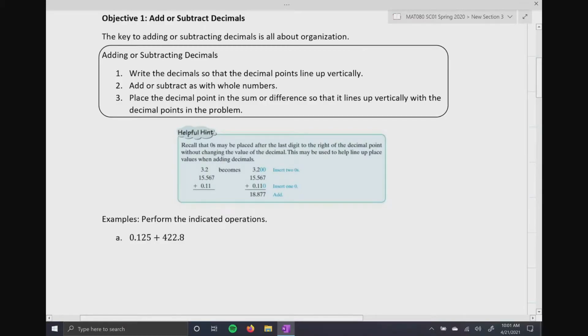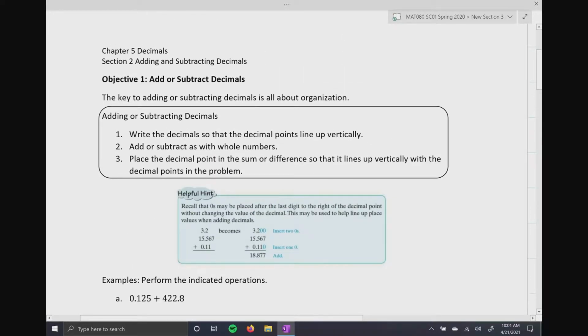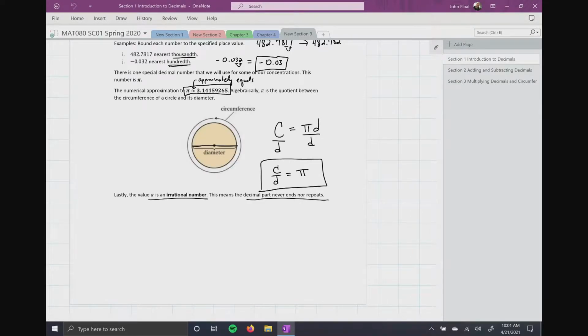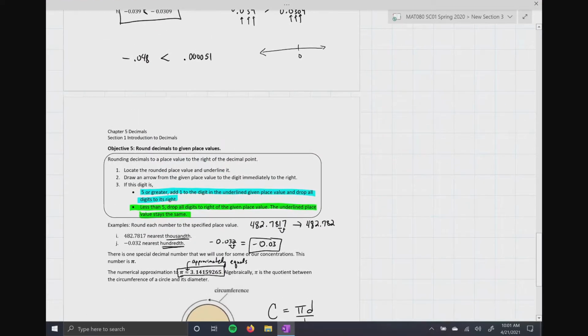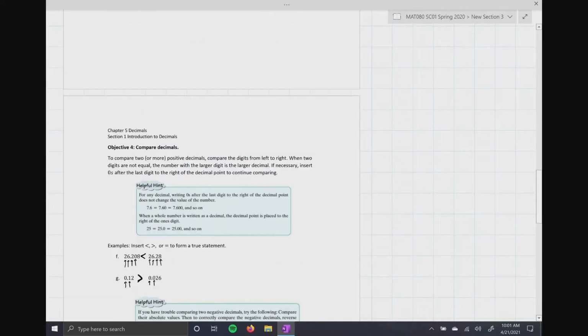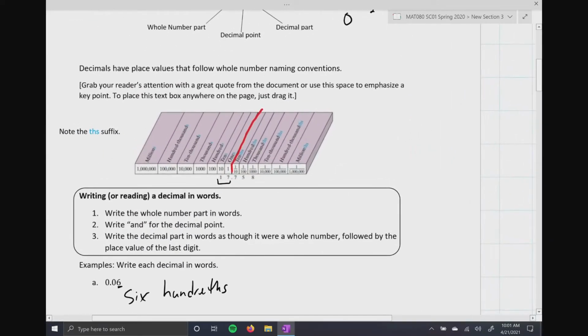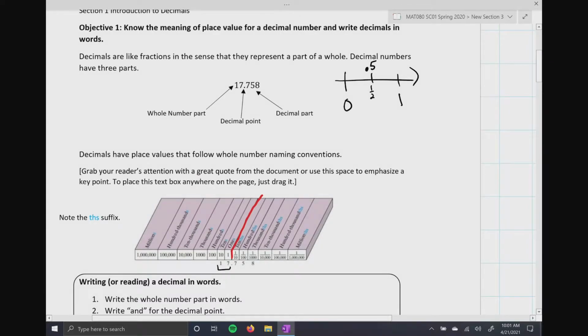Full screen and share. So today, we're going to talk about adding and subtracting decimals. All right? So real quick, let's just go back. Let's review what a decimal is first. So last time we spoke, we talked about decimals, about rounding, comparing them, converting. But just remember that a decimal, they're like fractions in the sense that they represent part of a whole, okay?